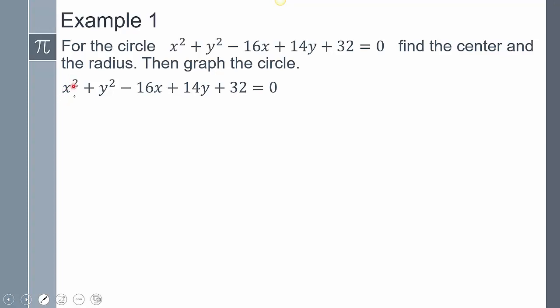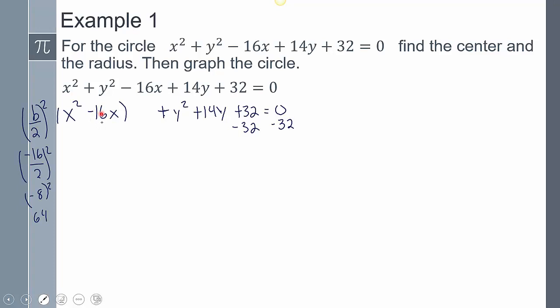So I want to group my x's and then my y's together. And so I get x² − 16x, and then y² + 14y, and this equals −32. And so with this, I'm going to complete the square. So I'm going to group my x's together. Now I'm going to do b divided by 2 and squared. So negative 16 over 2 squared. That's going to give me 64. And so I want to add and subtract that 64 inside the parentheses.